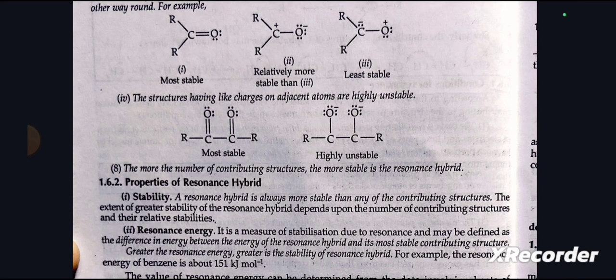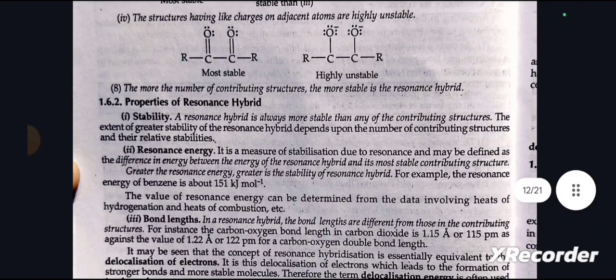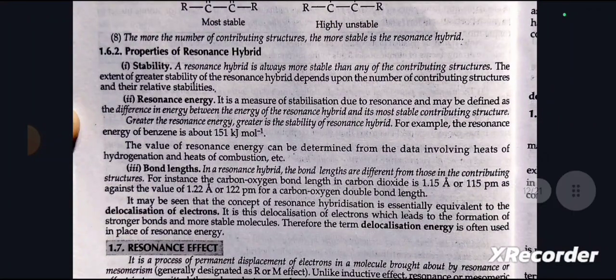1.6.2 Properties of resonance hybrid. First, stability. A resonance hybrid is always more stable than any of the contributing structures. The extent of greater stability of the resonance hybrid depends upon the number of contributing structures and their relative stabilities. Second, resonance energy. It is a measure of stabilization due to resonance and may be given as the difference in energy between the energies of the resonance hybrid and its most stable contributing structure.